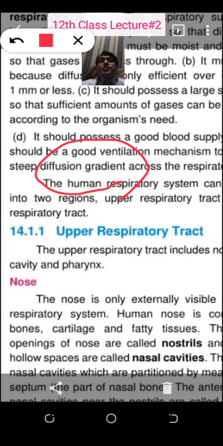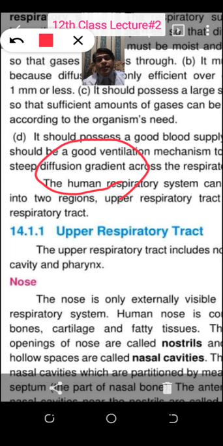So what is the diffusion gradient? You have to create the pressure gradient. The difference between high concentration and low concentration is called the pressure gradient. Now you will ask how the pressure gradient develops. It develops due to muscles: the diaphragm muscles, which are situated at the base of the chest cavity, and the intercostal muscles.